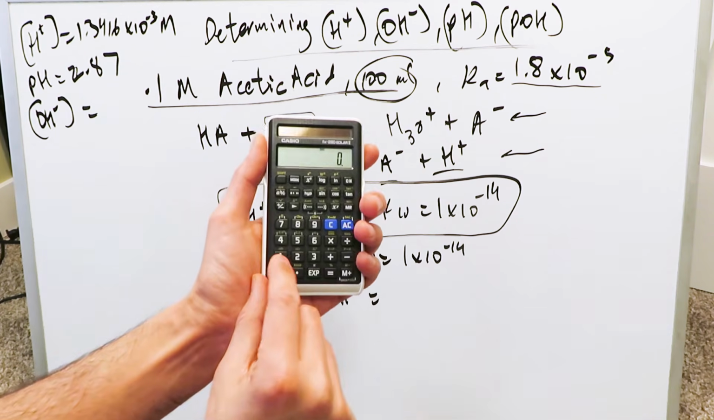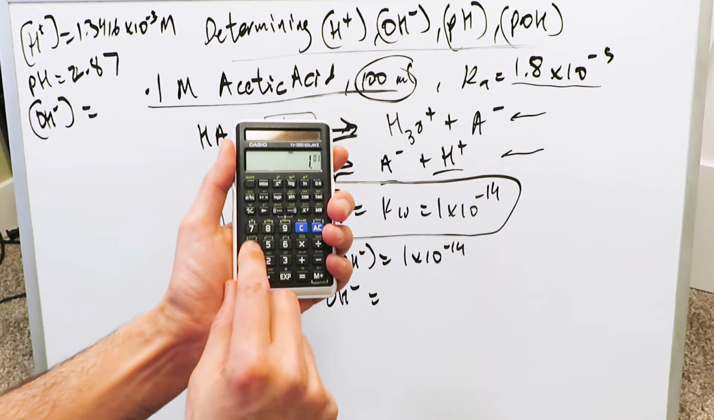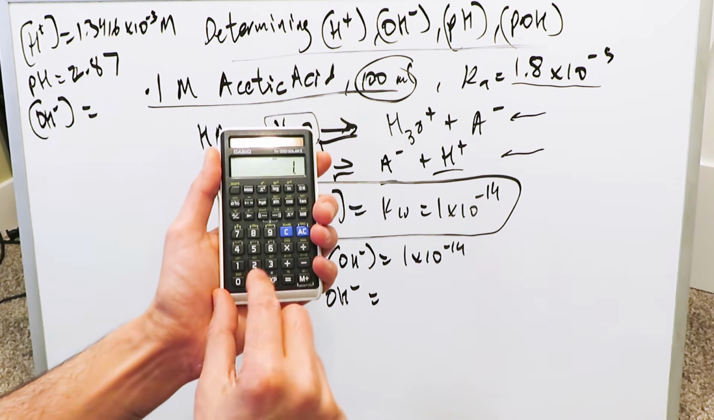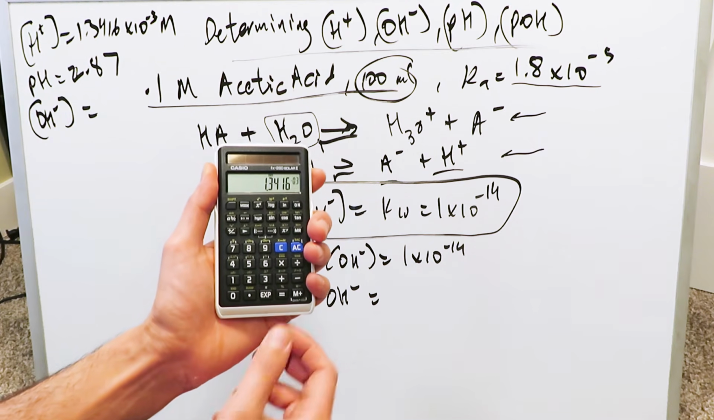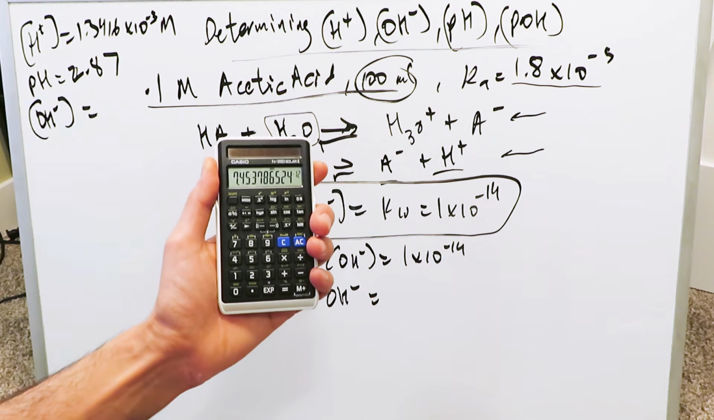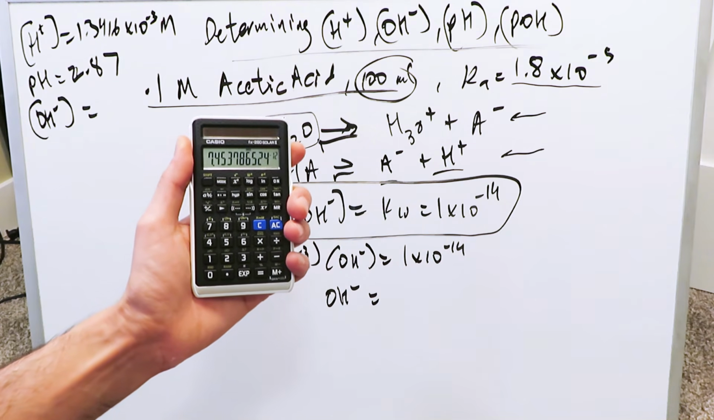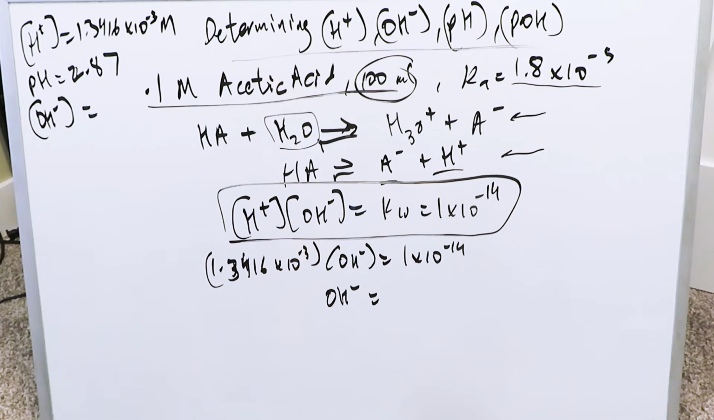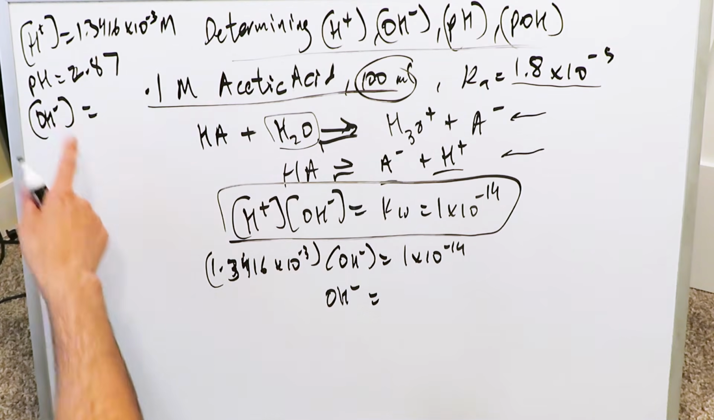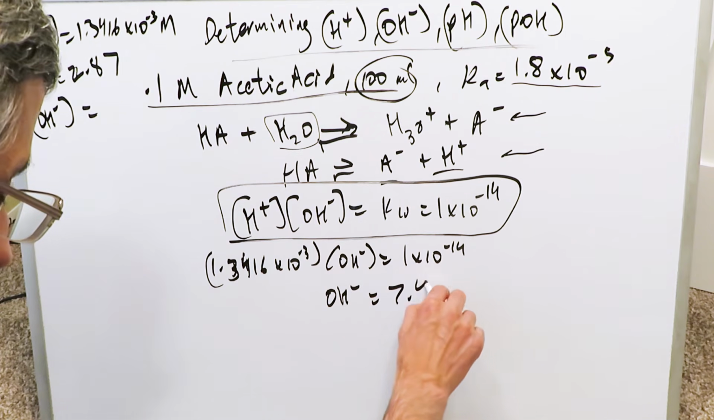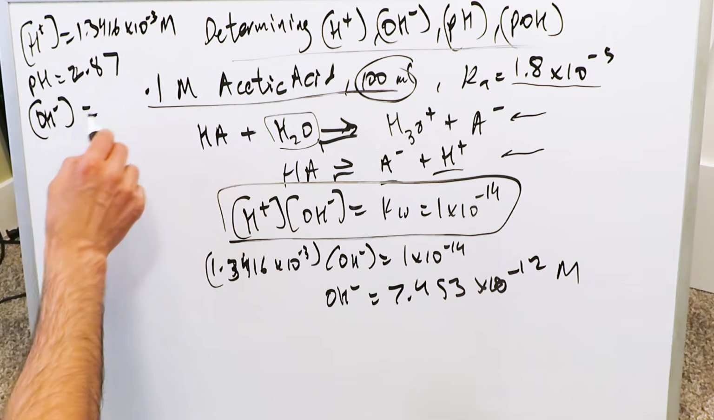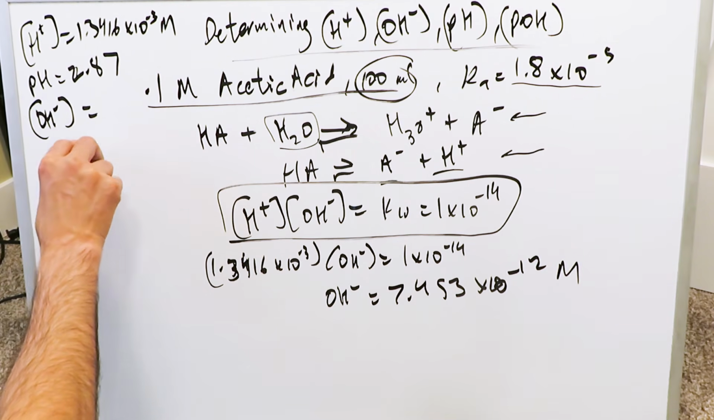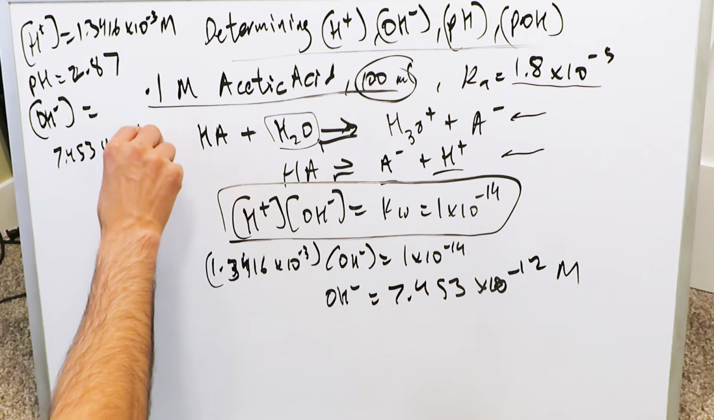It won't be hard. You have your Kw value, which is 1 times 10 to the minus 14. You divide that by 1.3416 times 10 to the minus 3, which is your hydrogen ion concentration. You get your hydroxide ion concentration, 7.453 times 10 to the minus 12, which is a very small number, which means you're having very little here, which is true. You're dealing with an acid reaction, you'll have very little base in it. You'll have 7.453 times 10 to the minus 12 molars, and we've figured that out.